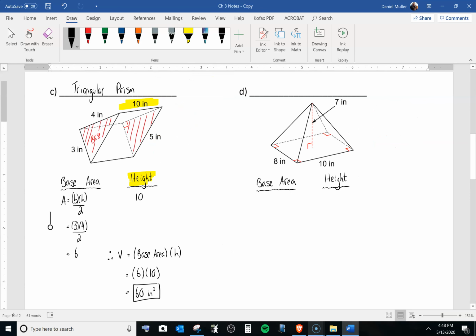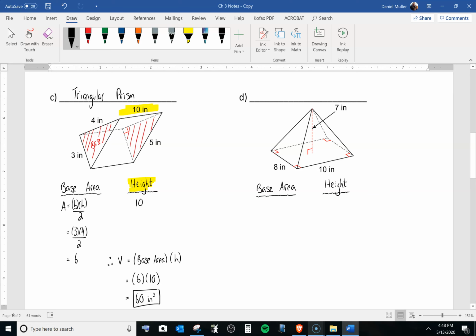Again, that was the triangular prism. So you just do the area of the base. That was a triangle. And then you times that by the height. So we should know how to find the area of a triangle. That's how we started. Base times height divided by 2. And then the height goes up by 10.